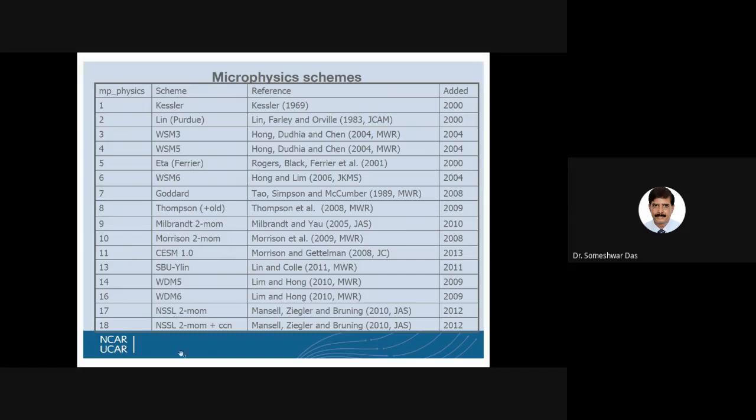Okay, so you can read all these schemes, options, and who the authors are, where the paper is published, yourself. And you can read the individual papers if you are trying to do research on cloud microphysics parameterization or cloud microphysics.